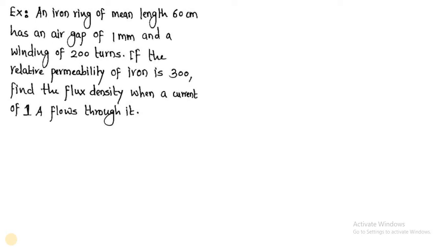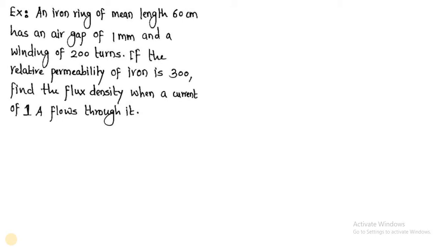Today we will see the numerical based on series magnetic circuit in the different form. As I discussed in the class, when the air gap is provided in an iron ring, in some cases you are supposed to add this length of air gap to the given length of iron ring, or in some cases you are supposed to subtract that air gap length from the given length of iron ring. So now this is the second type of numerical.